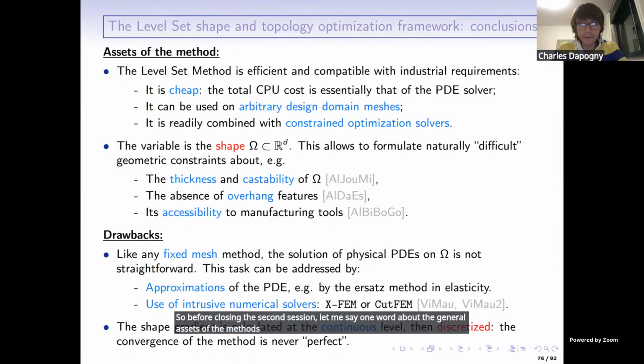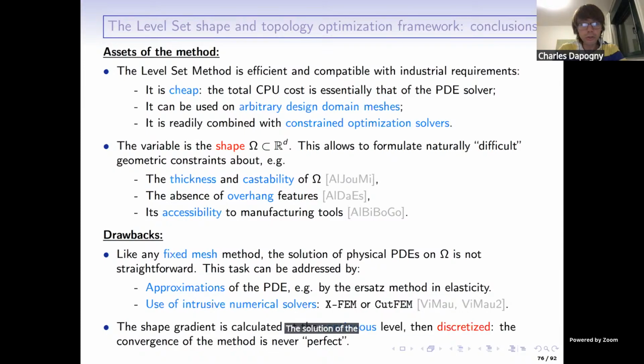Before closing this second session, let me say one word about the general assets of the methods. The method is globally relatively cheap, meaning that all the computational expense is put on the numerical solver, on the finite element solver. The solution of the Hamilton-Jacobi equation and the solution of the fast marching method are very, very cheap.